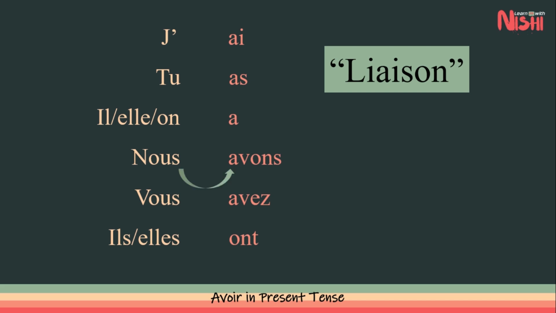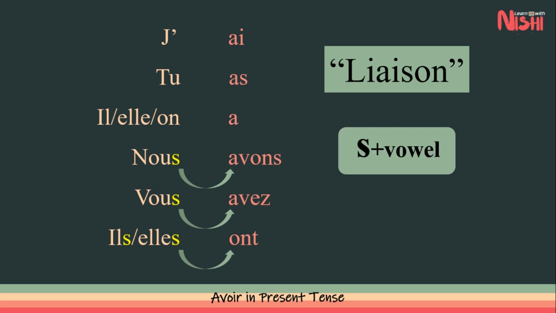And sometimes, final consonants in liaison change pronunciation. Like nous avons, vous avez, ils ont, elles ont. You can hear that I am not pronouncing the final consonants, which are S, like S. They get changed. All of them are sounding like a Z sound. This is because when S comes before a vowel, it sounds like a Z sound. Nous avons, vous avez, ils ont, elles ont.